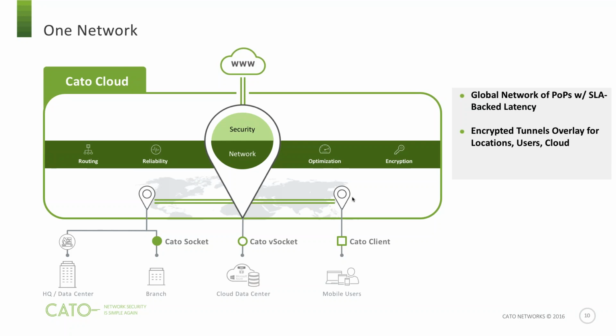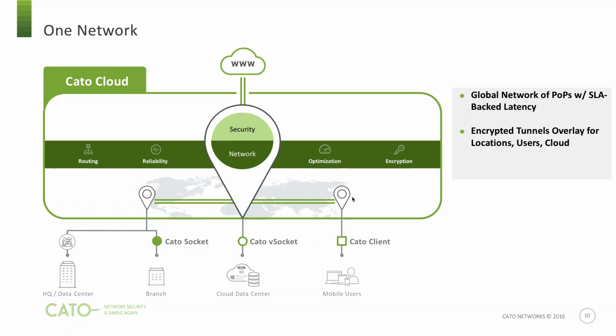If you look at a branch that does not have a firewall, we provide a small tunneling device called the Cato socket. It takes all the traffic from that location and simply forwards it to the nearest POP. It doesn't enforce any policies or any security, so it's a zero maintenance, zero touch device, but it does move the traffic to the nearest POP.